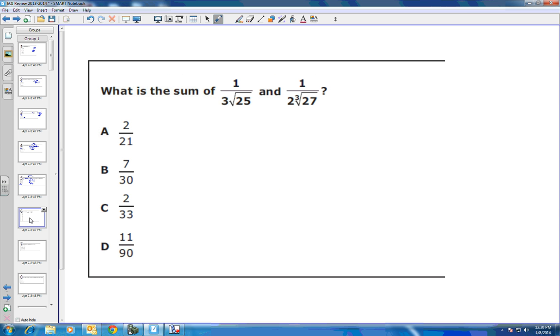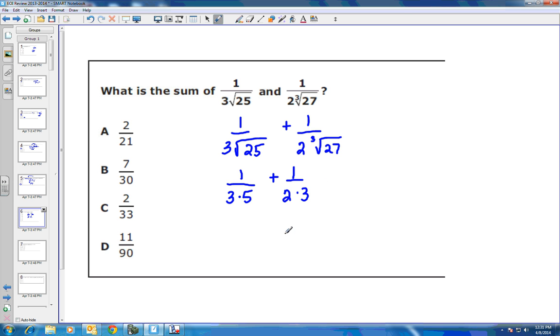What is the sum of? So first of all, what does sum mean? Add. So I need to add these together. So I'm going to do the good math teacher first, and then the bad math teacher. All right? So this one is 1 over 3 times, what's the square root of 25? 5. Plus 1 over 2 times, what's the cubed root of 27? 3. So now this turns into 1 over 15 plus 1 over 6.